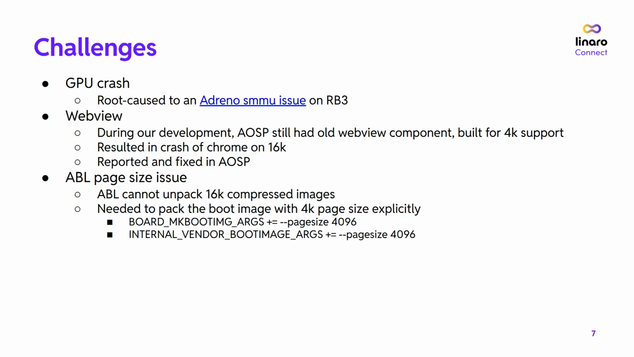Now, the challenges that we have run into while trying to run 16K AOSP build on our dev boards. Some were platform SoC specific issues, like we caught this Adreno SMMU issue on RB3, which got fixed in the upstream kernel. I already talked about the 16K alignment issues with the upstream Mesa build. And then there were some AOSP breakages like Chromium WebView, where we were running into runtime crashes on 16K builds due to stale or 4K prebuilts in AOSP.